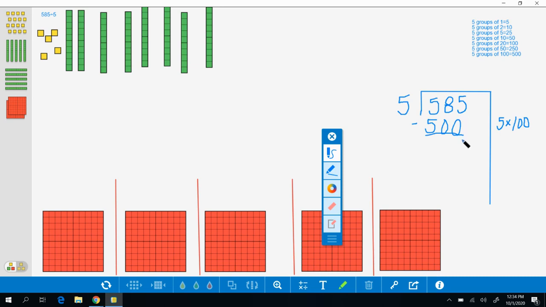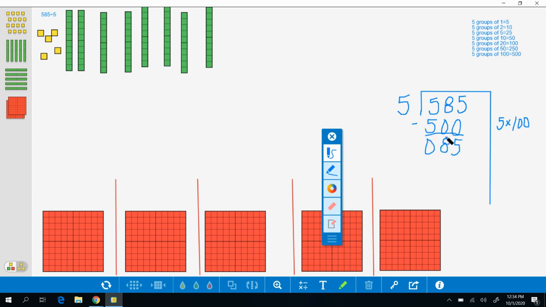5 ones minus 0 ones is 5 ones, and I still have 5 ones. 8 tens minus 0 tens is 8 tens, and I still have 8 tens. 5 hundreds minus 5 hundreds is 0 hundreds, and as you can see, there are no more hundreds up here in our model. All right, so I'm going to move to the next place value now.